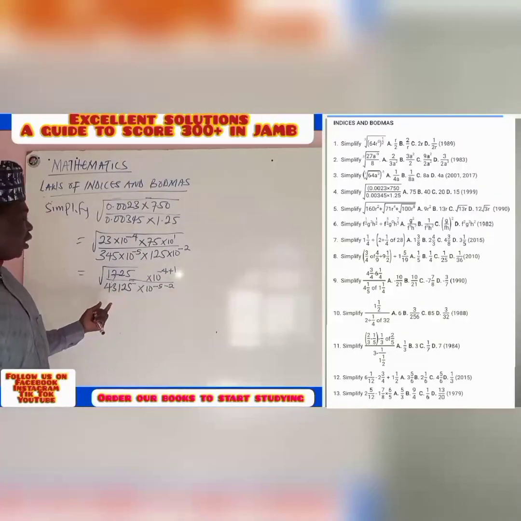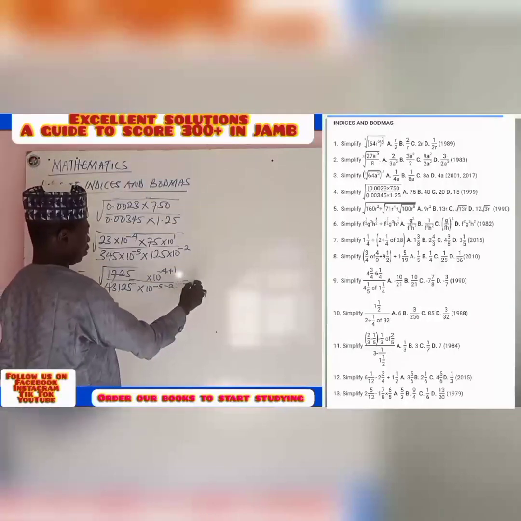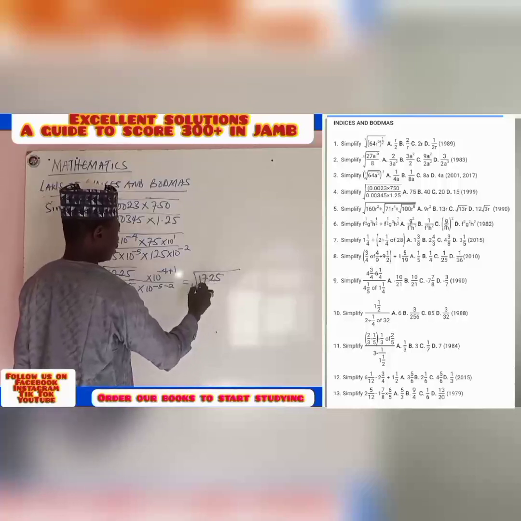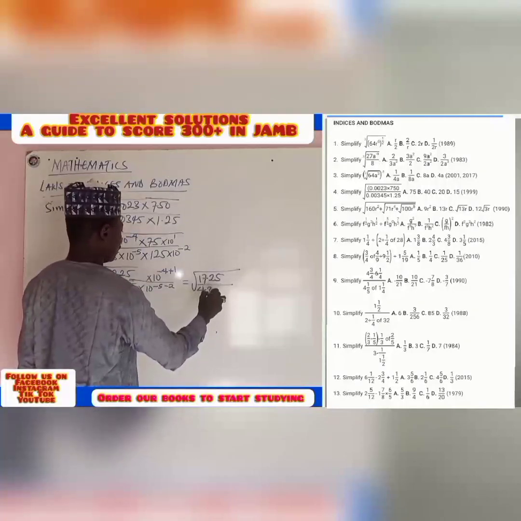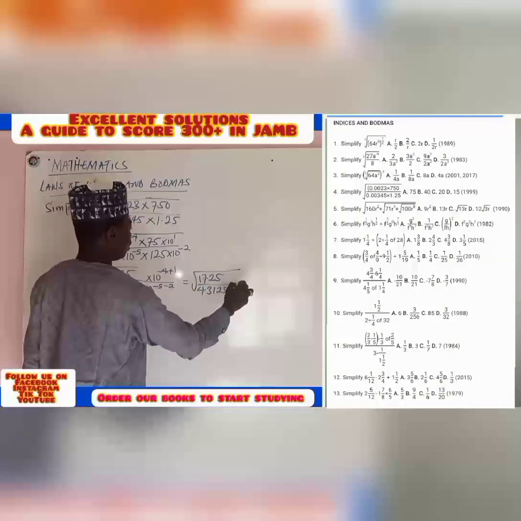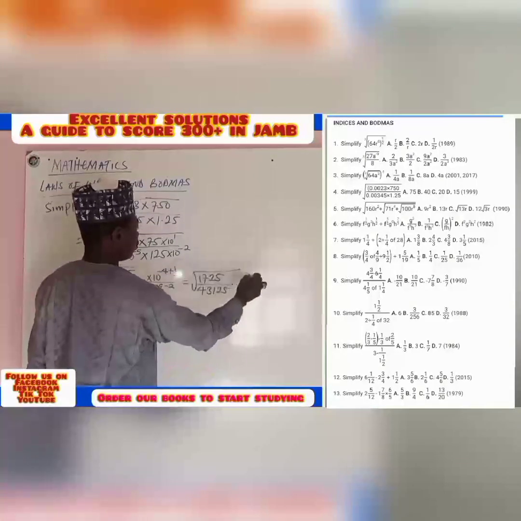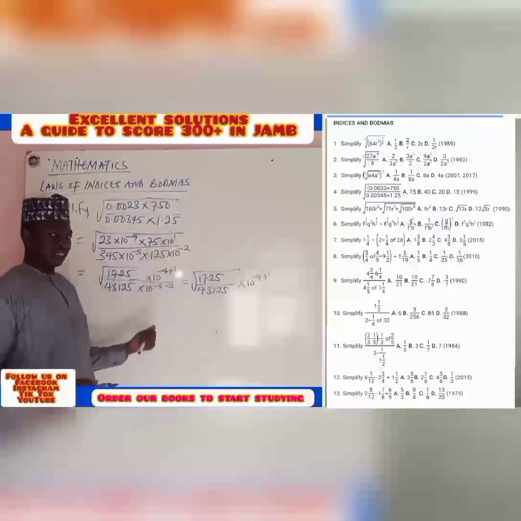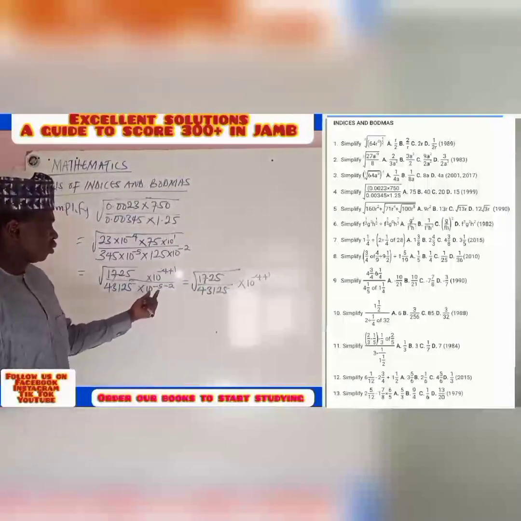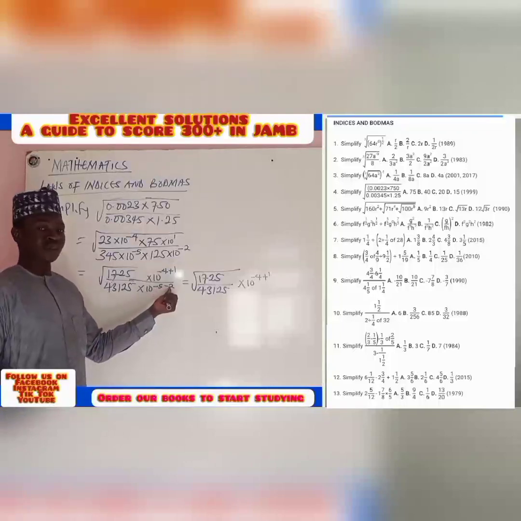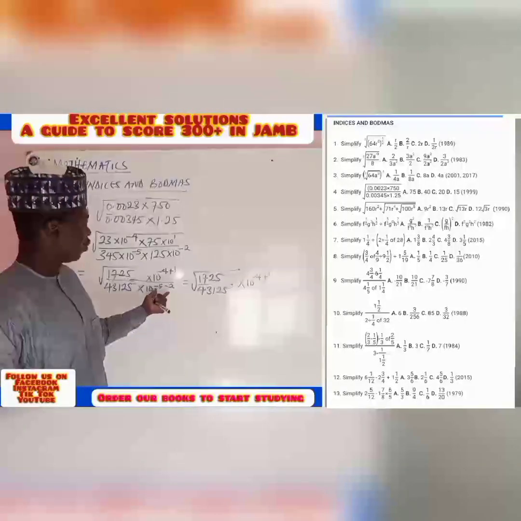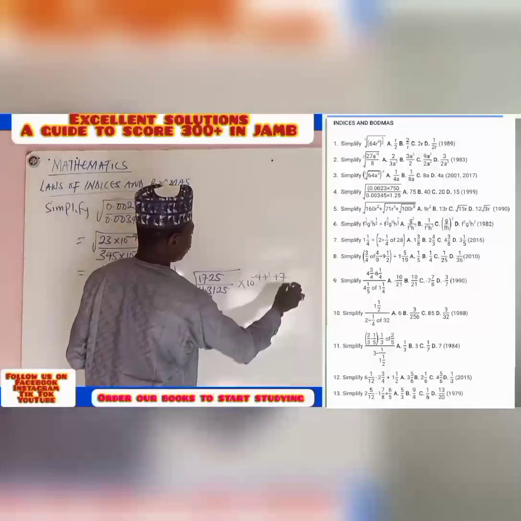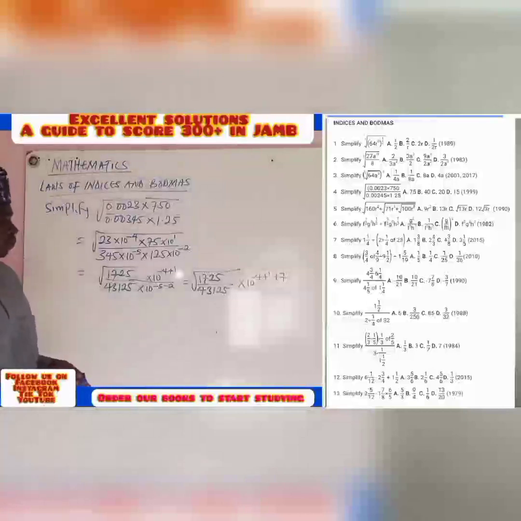So taking this one, it is now going to be equals to root of 1725 divided by 43125 all times 10 raised to power of minus 4 plus 1. And our power, when we take it up, it is going to become positive. This minus 3 minus 2 is minus 7. And this minus 7, when we take it up, it becomes positive. So we now say plus 7.